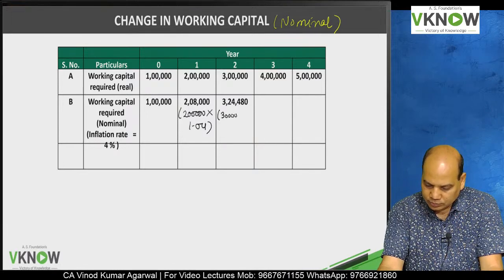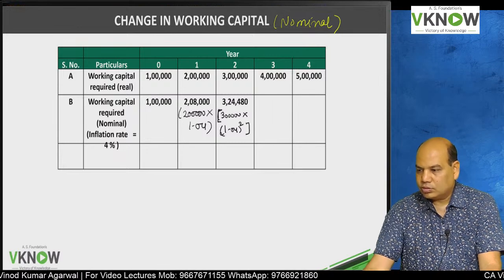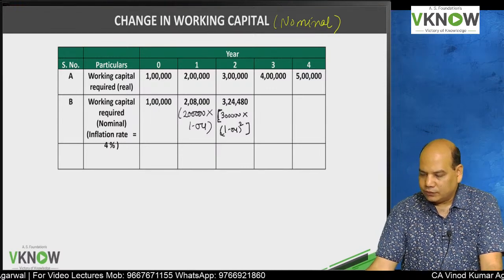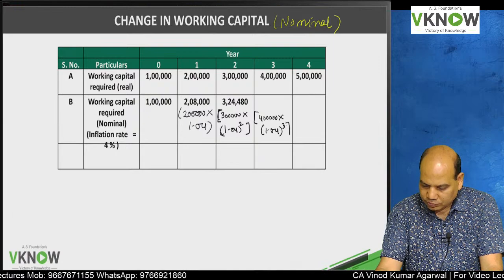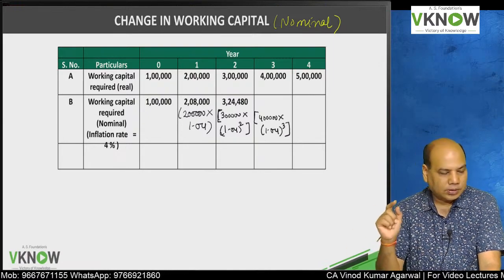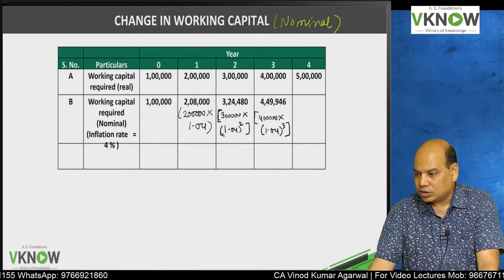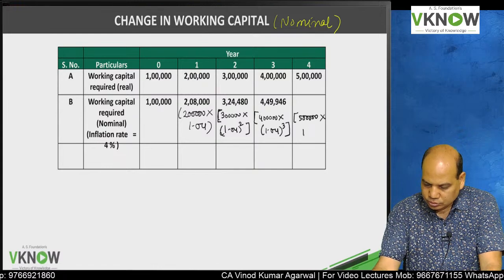3 lakh into 1.04 square, because it is 2 years. So you will take 3 lakh plus 4% plus 4%: 324,480. This will be 4 lakh into 1.04 to the power 3. So type 4 lakh plus 4% plus 4% plus 4%. You will get 449,946. In the same way, 5 lakh into 1.04 to the power 4.